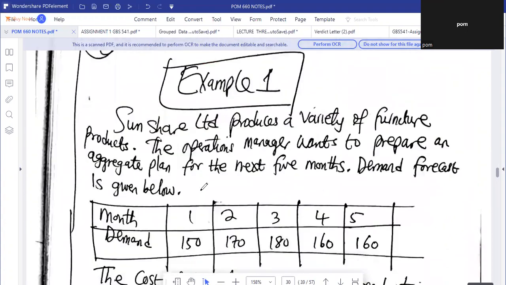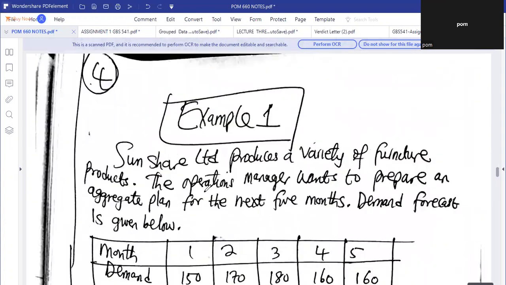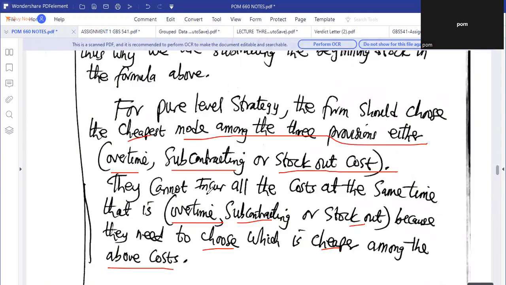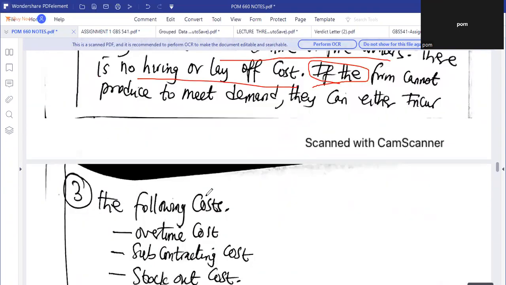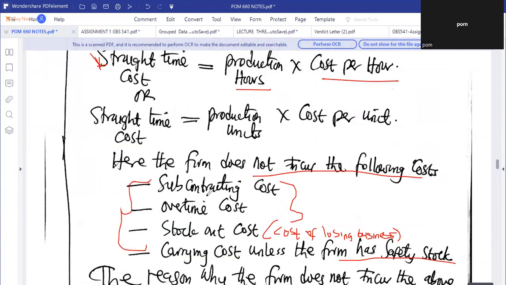All right, then let us get into an example so that we understand these two strategies, the pure level strategy and the matching demand.